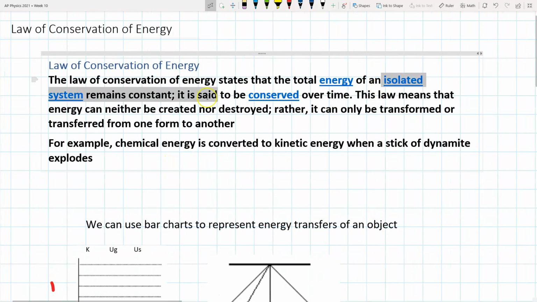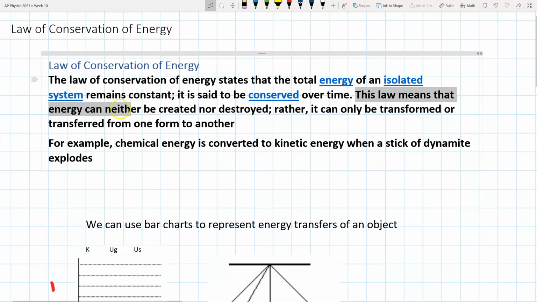An isolated system simply means that whatever objects we include in our system at the beginning, we keep the same the whole time. So there are no random things being added to whatever we're looking at.